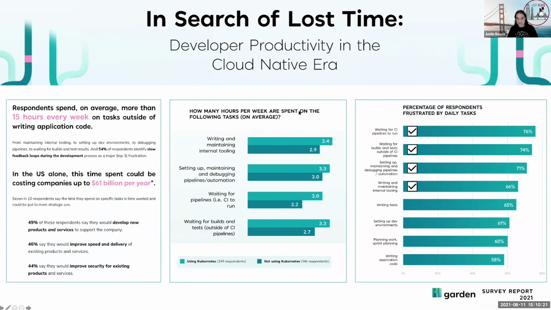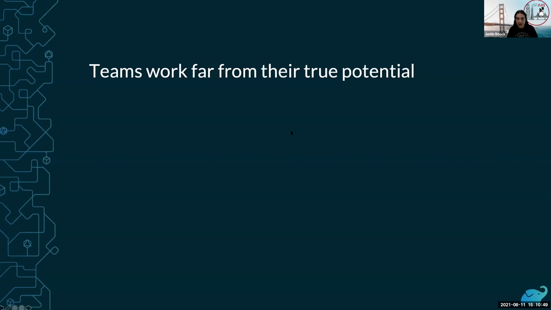And just drawing attention to the rightmost column here, we don't need to look at all of these results, but percentage of respondents frustrated by daily tasks, 76% responded that they're frustrated because they're waiting for CI pipelines to run. Waiting for builds and tests outside of CI pipelines is 74%, right? So overwhelmingly, a lot of frustration is caused just by waiting for feedback from the build infrastructure itself. And as a result, teams right now are working far from their true potential.